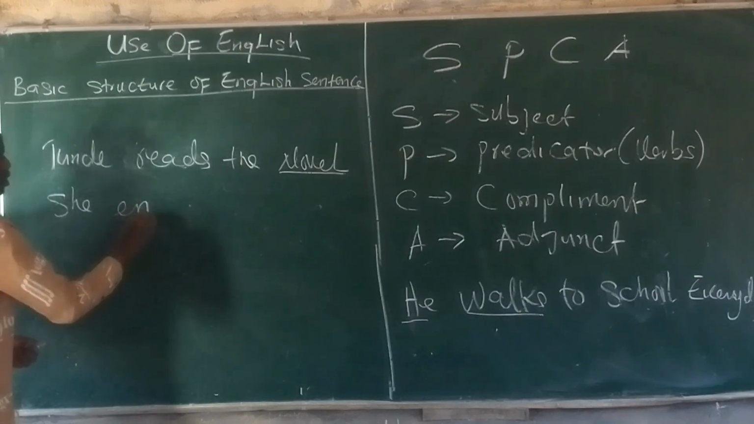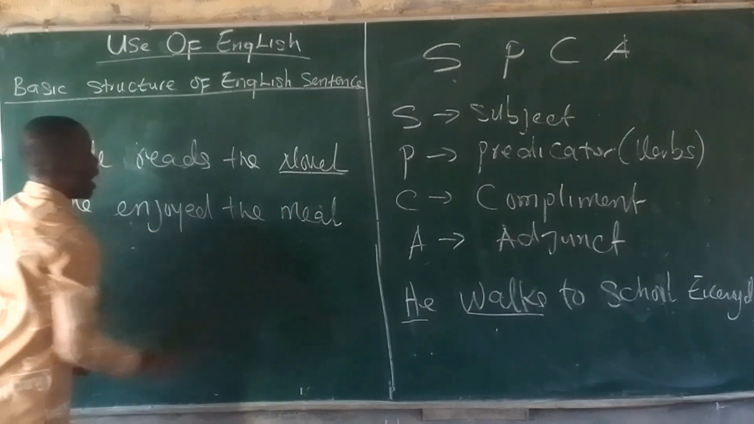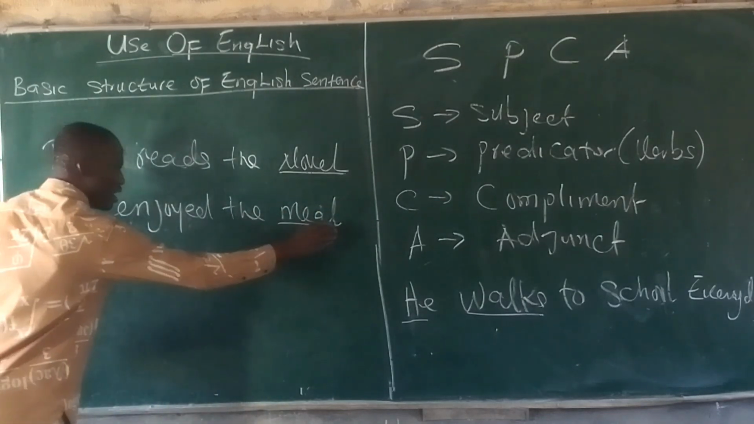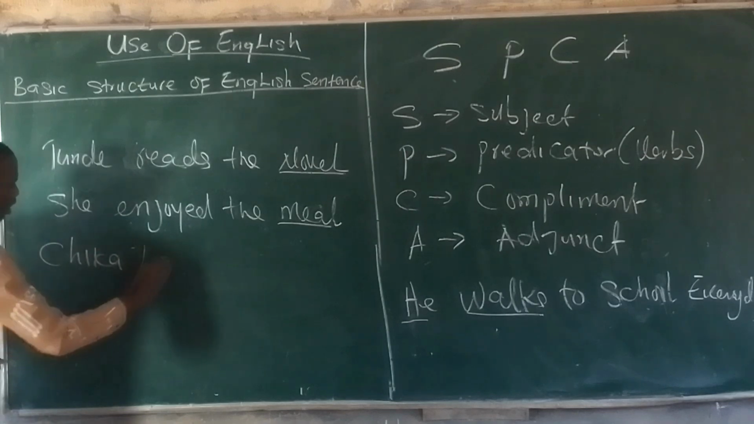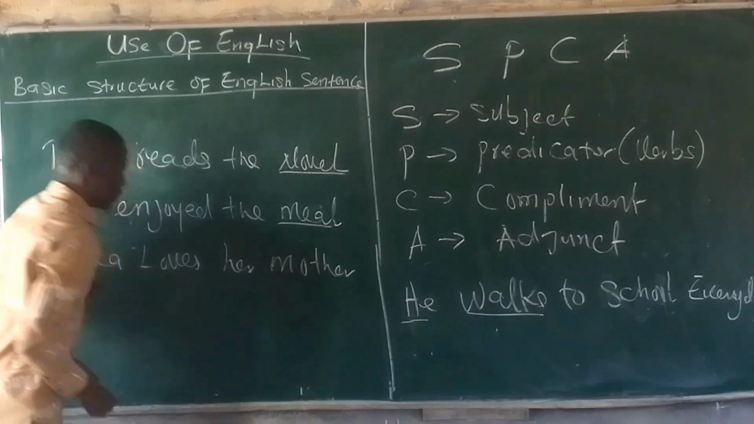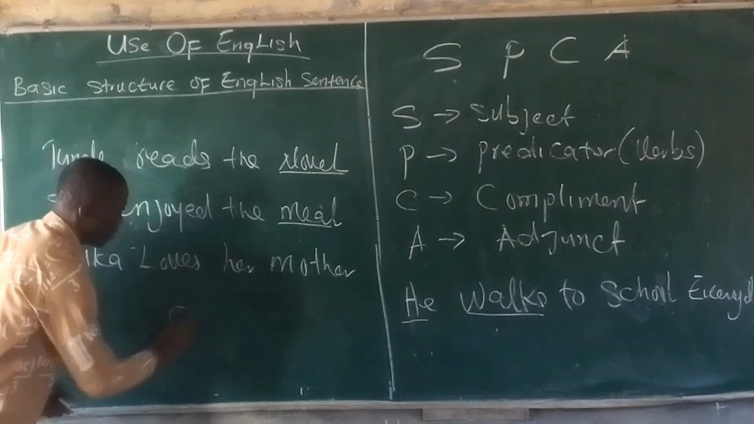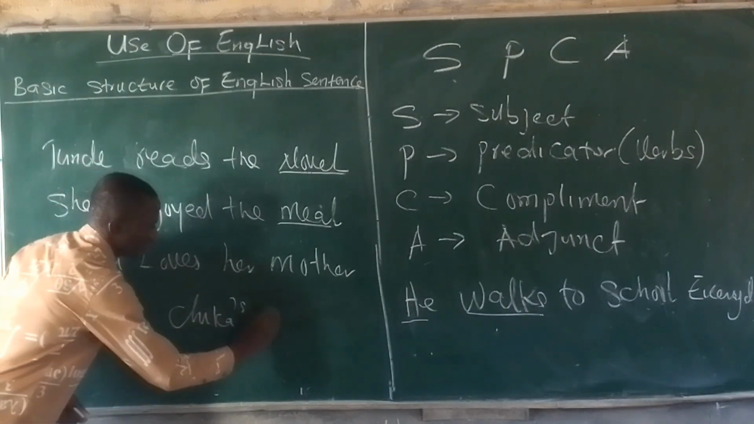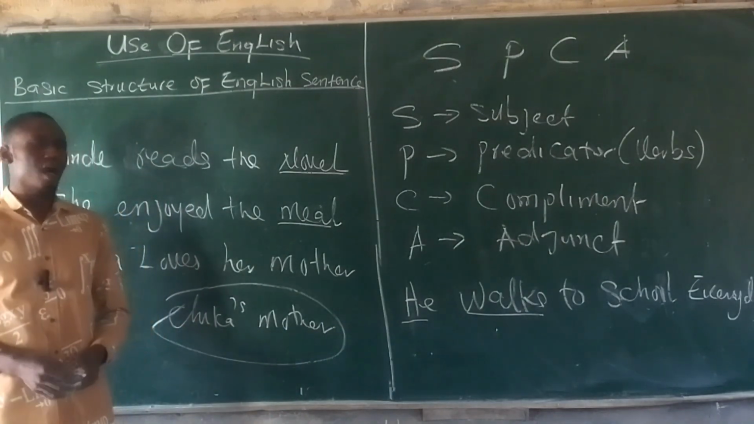She enjoyed the meal. The meal is the complement. I'm going to give another example, and I expect you to pick the complement from the sentence. She loves her mother. Now, what is the complement of this sentence? Of course, it is Chika's mother. Her mother is the complement of the sentence.